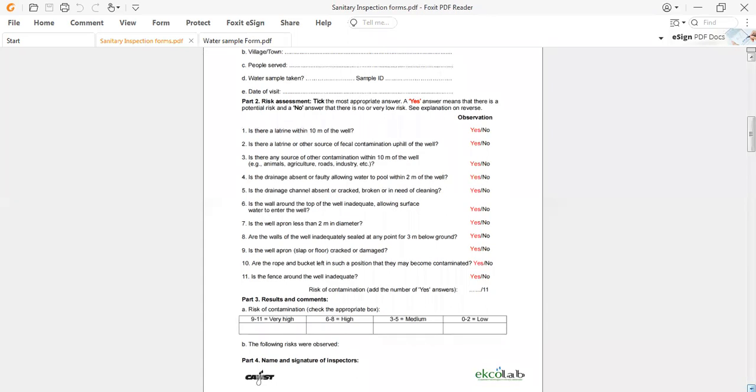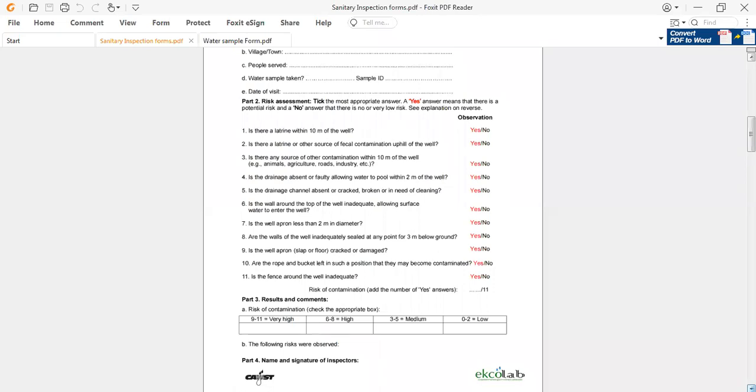So this well apron now talks of the fact that the well may have been constructed, and when they were doing the construction, they did not put enough blocks from the well upward. The height is limited, so the well is actually low. It means rainwater can fall and drop inside the well.